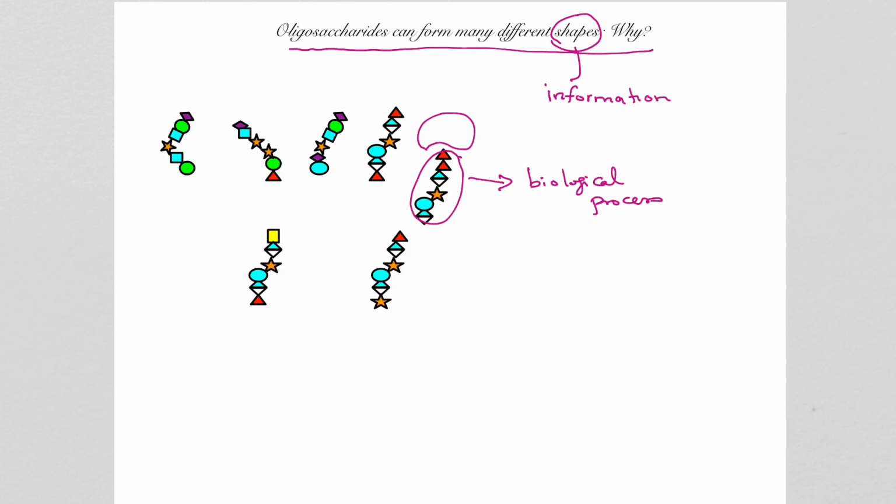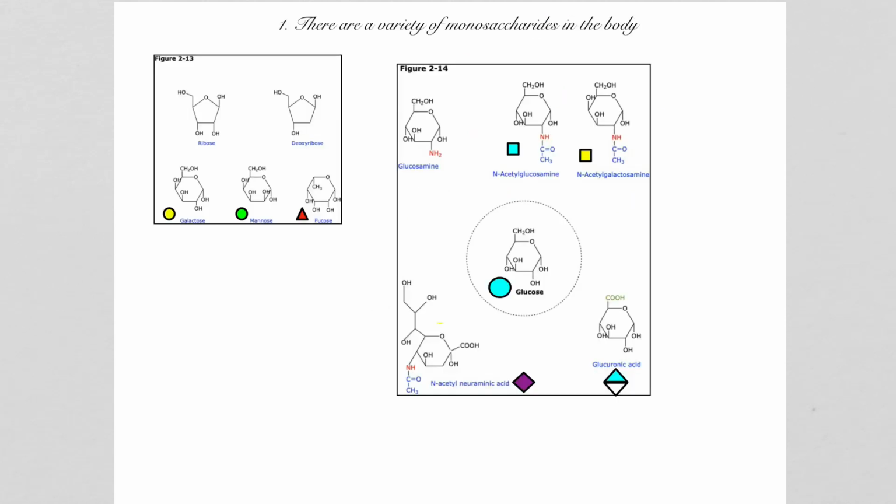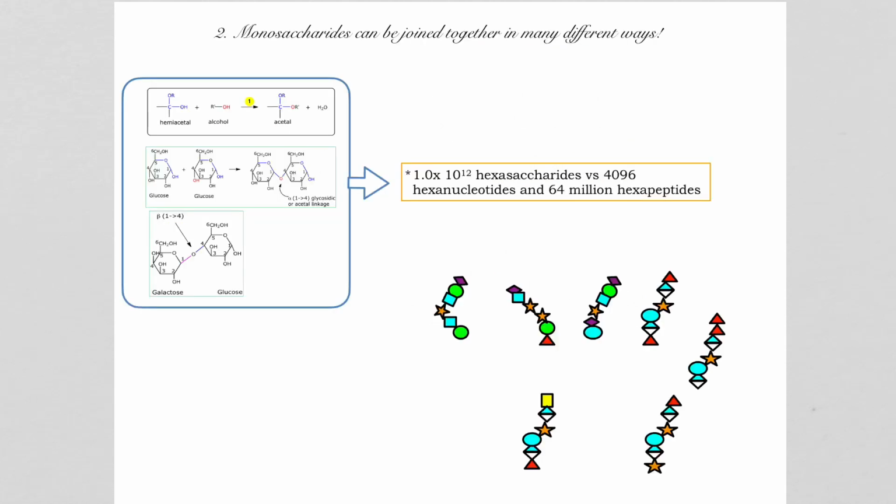So why can these oligosaccharides form so many shapes? The first reason is there are many different monosaccharides that make up the oligosaccharides, which we talked about in the previous video. And the second reason is because we can join one monosaccharide to another in many different ways, just because of the reaction of joining two monosaccharides together.